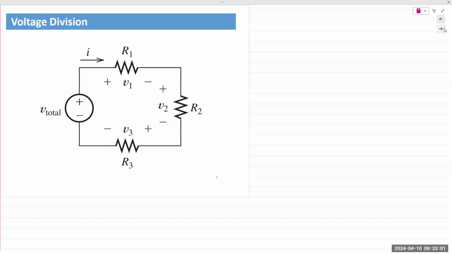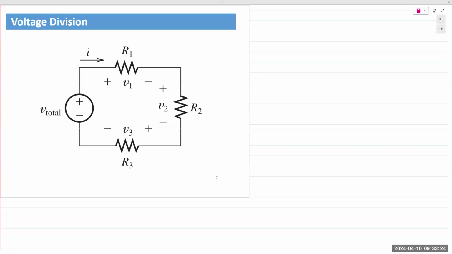If you have looked at the final exam page, you will see that this will be asked in the final exam. It's listed on the final exam page. So if you haven't yet, go ahead and take a look. It's not that difficult, right? It's basically derived from Ohm's law.